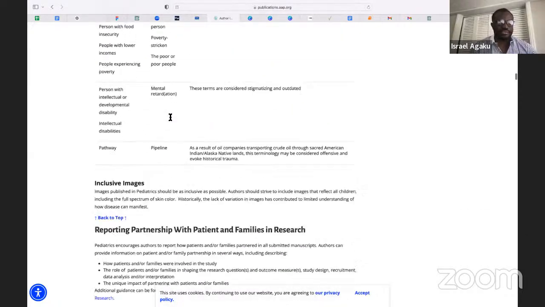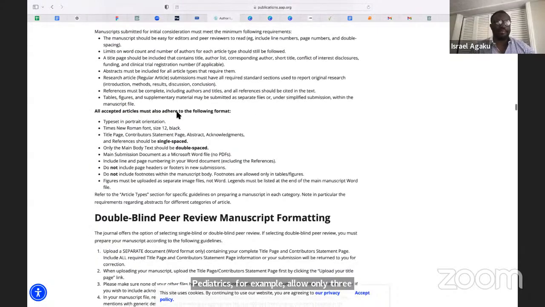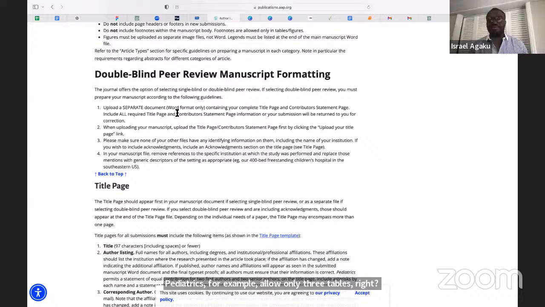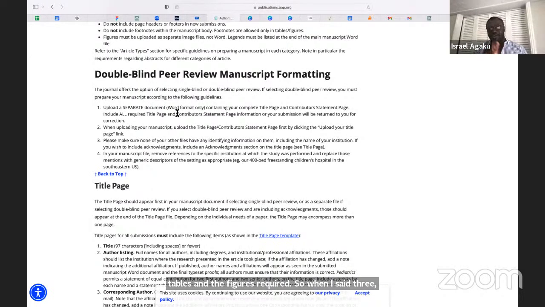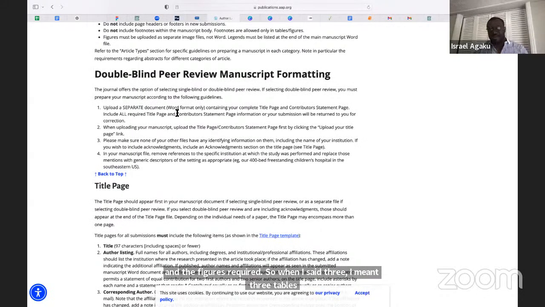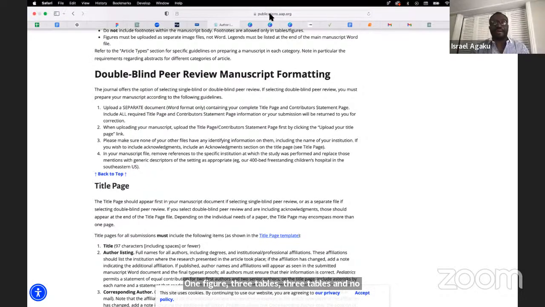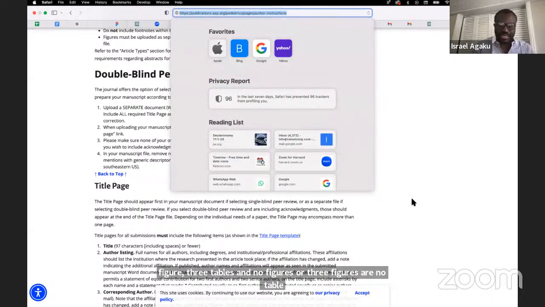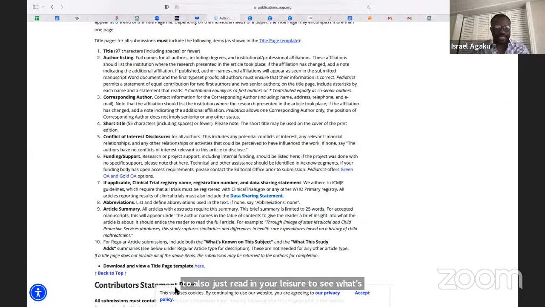So Pediatrics, for example, allows only 3 tables, right? In their manuscripts. So it's a good practice, I think, that you have fewer tables and figures. So when I said 3, I meant 3 tables or figures. That means it could be 2 tables and 1 figure, 3 tables and no figures, or 3 figures and no table. That's what I mean by that. So I'm going to leave you with this to read at your leisure to see what is required in this journal, for example. It's a good journal to look at the requirements.